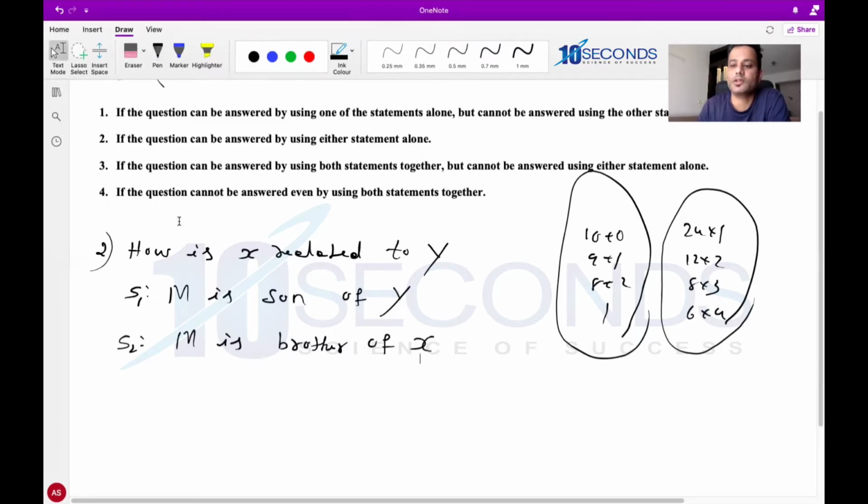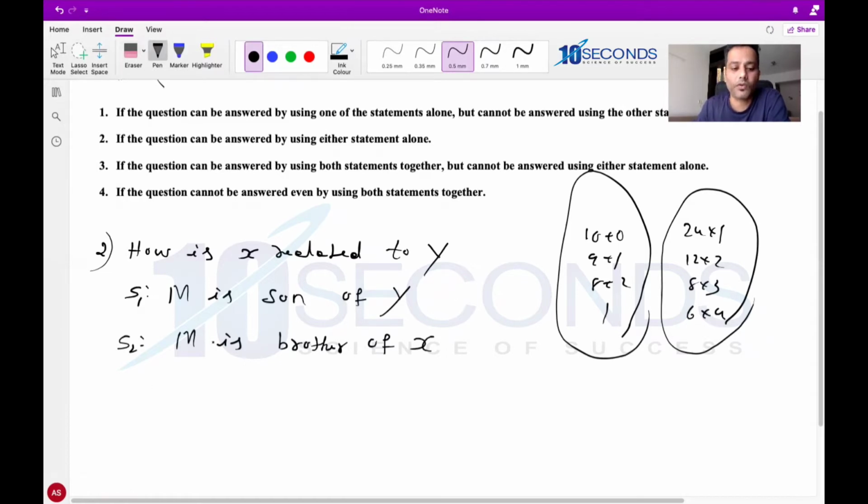Again, there are the four options. Within the four options, do you have to find the answer here? No. The answer is all about whether the question can be answered or not. If you can answer using one of the statements, fine. Option A, either statement; B, both statements; C, cannot be answered is the fourth option.